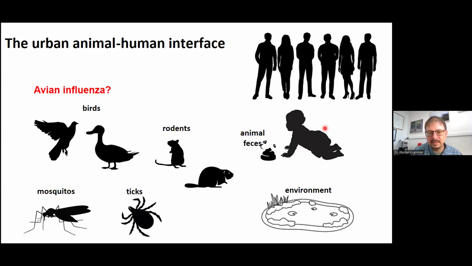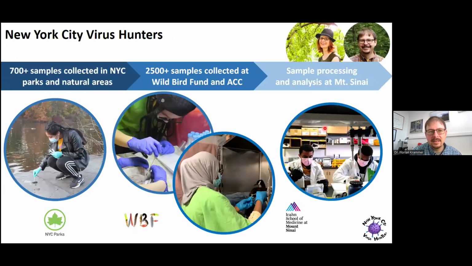And I just wanted to highlight that in 2019 we started an initiative to do surveillance here in the city. And we're doing that in a science outreach and community science project where we actually go with high school students and collect bird feces in New York parks, and then basically try to extract RNA from these samples and see if we can find avian influenza viruses and other viruses that circulate in these birds.